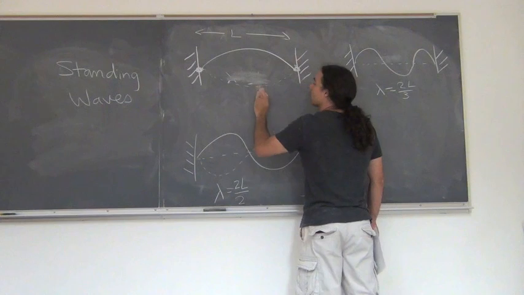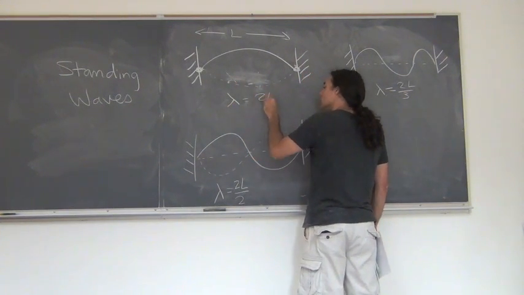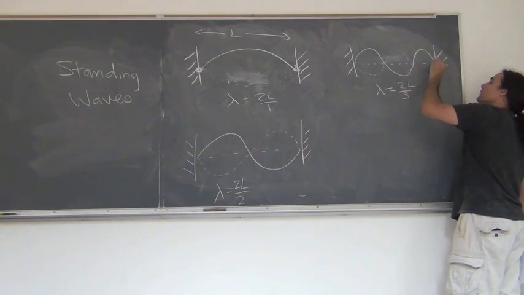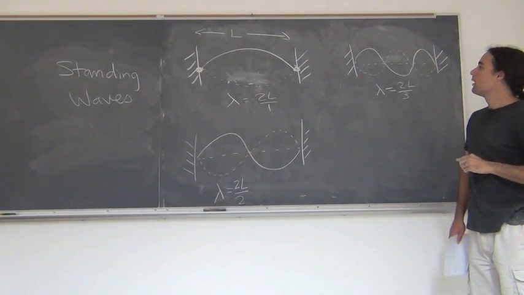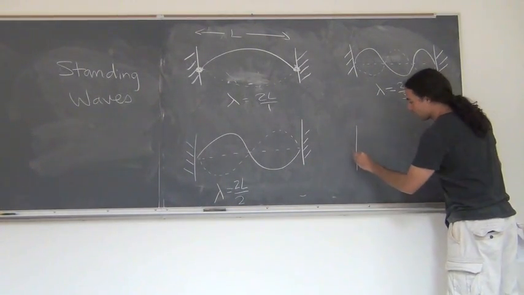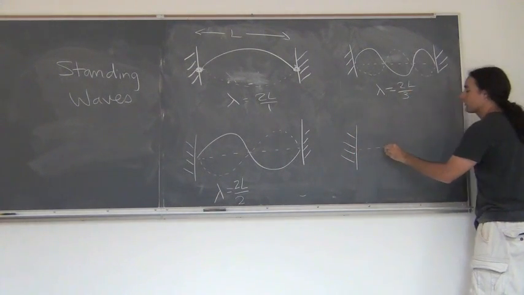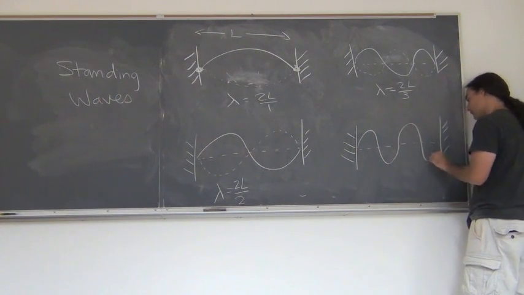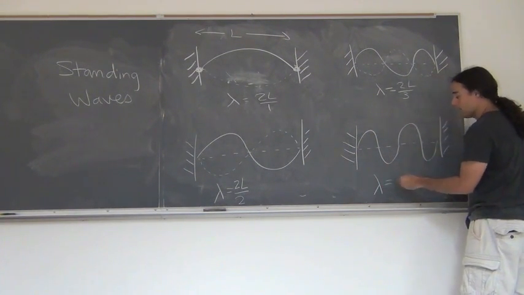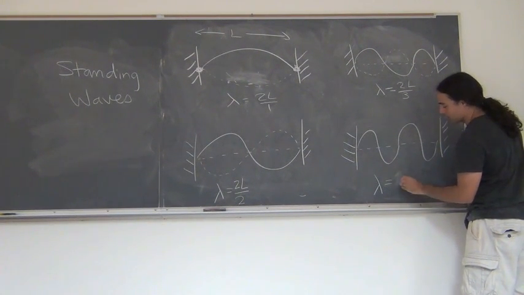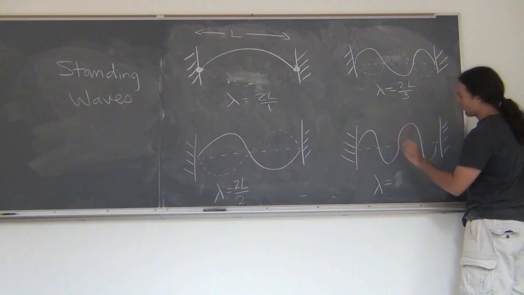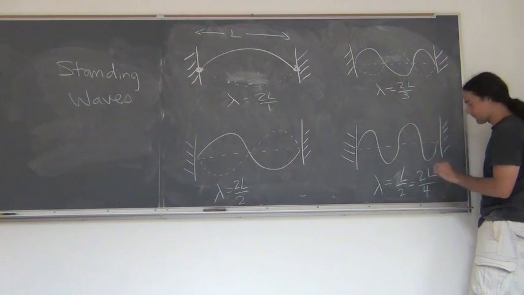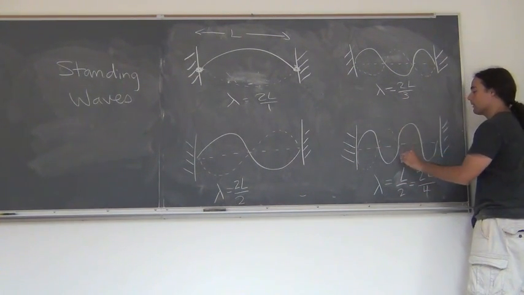Give myself more room to write that neatly. And I can do the same thing over here. I'll do one more here. I can keep going with this as long as I really like. Here are two full wavelengths, so that lambda is L over 2, or equivalently 2L over 4. Again, I can do both polarities here.